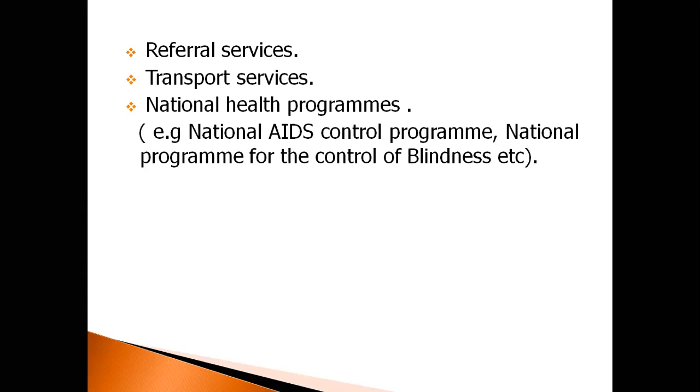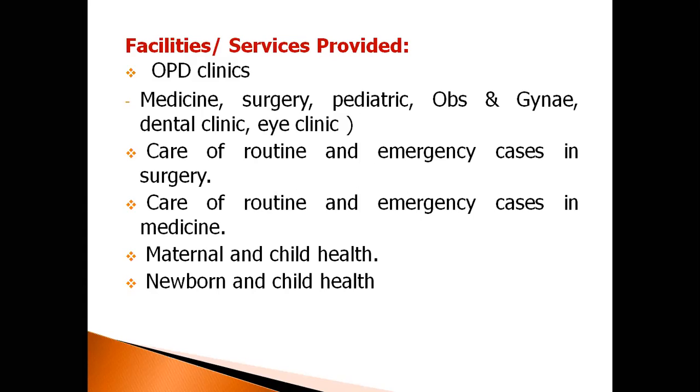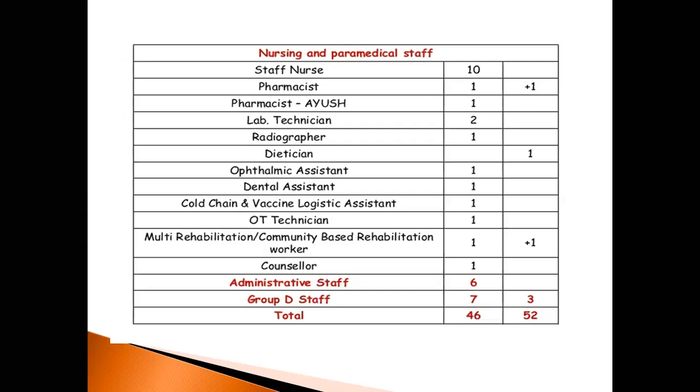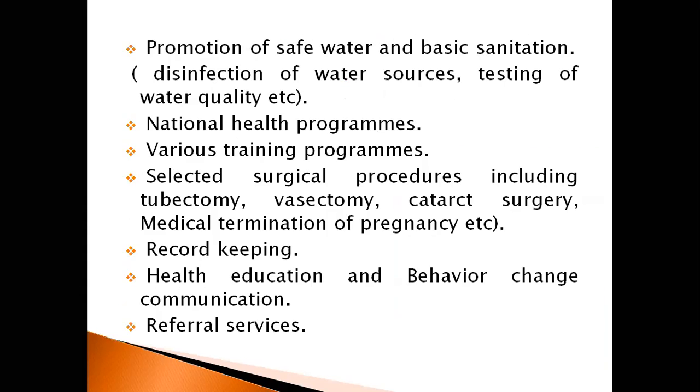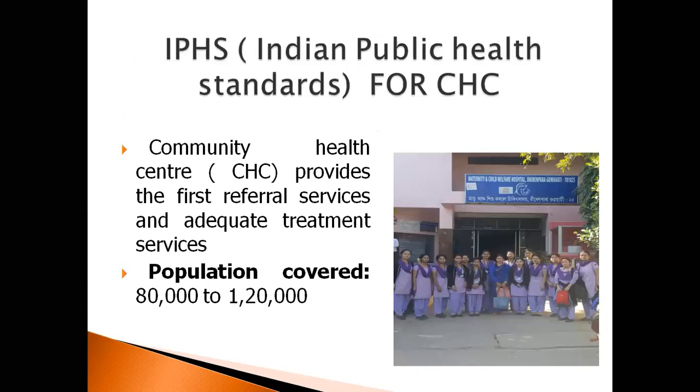Apart from this, we also have so many health programs. We have the National Tuberculosis Control Program for tuberculosis, and the National Vector-Borne Disease Control Program, which is mostly for the control of malaria, dengue, and Japanese encephalitis. All of these are some of the services provided in community health centers. I hope everyone is clear with this.